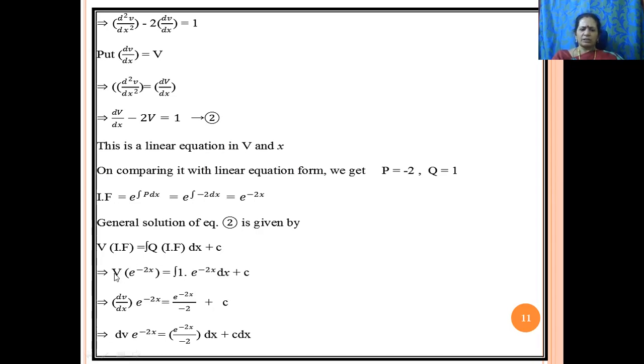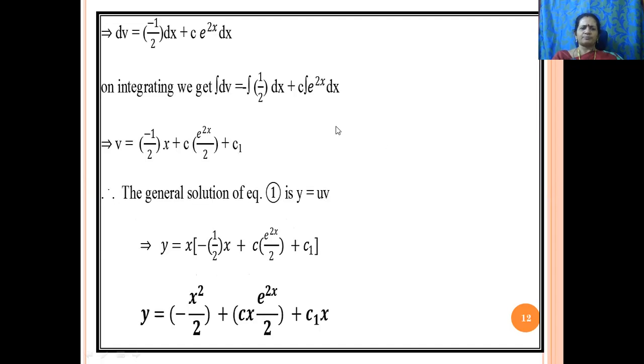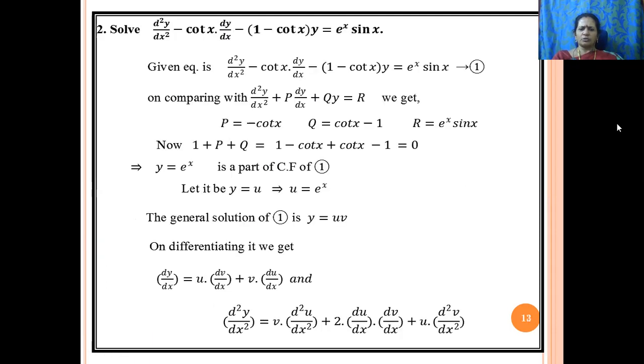After getting the integrating factor, then the general solution. Right, after getting the general solution, then find out v. So how to get the v? Have to integrate it. We'll get the v. Then again put it in the general solution, y is equal to uv.